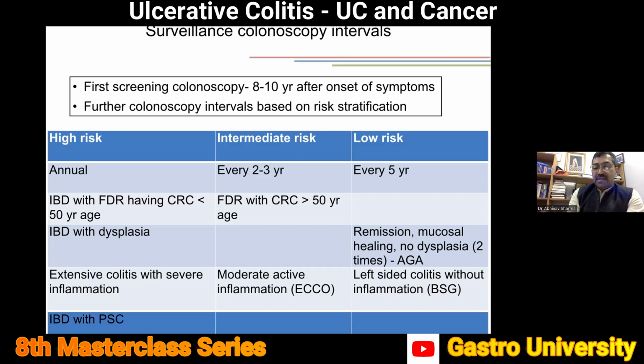Low risk are those patients who either have left-sided colitis with minimal or no inflammation, well-controlled disease in remission, and no dysplasia. So every 5 years, these patients will be screened. The first colonoscopy and then the repeat colonoscopy intervals are very well outlined by these guidelines.